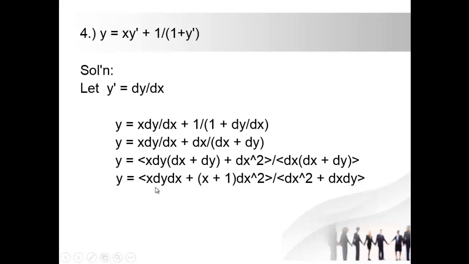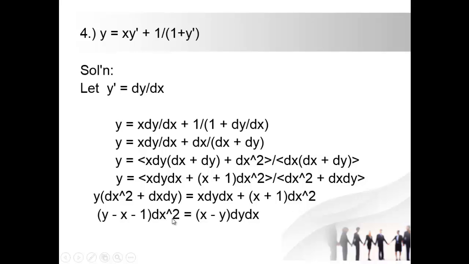Distributing the variables, we can get that y is equal to x dy dx plus x plus 1 dx squared divided by dx squared plus dx dy. So multiplying dx squared plus dx dy to both sides, we can get y multiplied by the quantity of dx squared plus dx dy is equal to x dy dx plus x plus 1 dx squared. Then by separating the variables or the common variables, we can get that y minus x minus 1 dx squared is equal to x minus y dy dx.